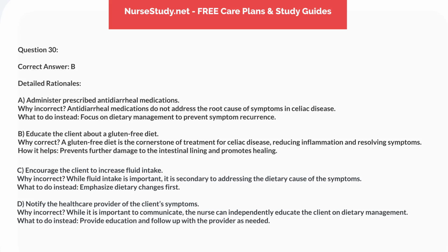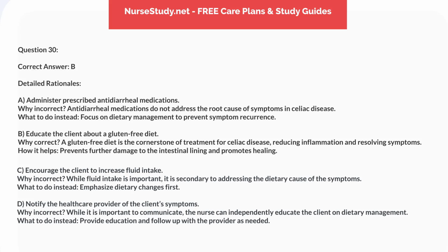Detailed rationales. A. Administer prescribed antidiarrheal medications. Why incorrect? Antidiarrheal medications do not address the root cause of symptoms in celiac disease. What to do instead: focus on dietary management to prevent symptom recurrence. B. Educate the client about a gluten-free diet. Why correct? A gluten-free diet is the cornerstone of treatment for celiac disease, reducing inflammation and resolving symptoms. How it helps: prevents further damage to the intestinal lining and promotes healing.